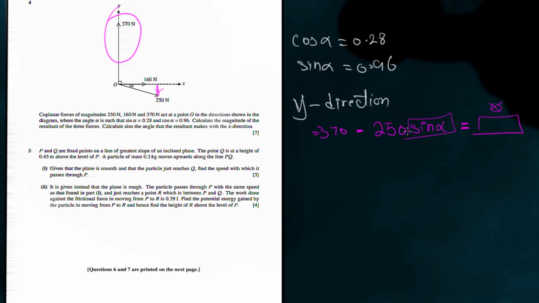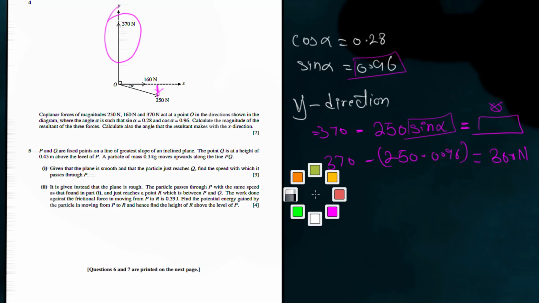Now we know that the value of sine theta is 0.96 from the question itself. So therefore the vertical component is 370 minus 250 multiplied by 0.96. And if you were to put the values in the calculator, you should get your answer to be 300 Newton. Now this is our vertical force.